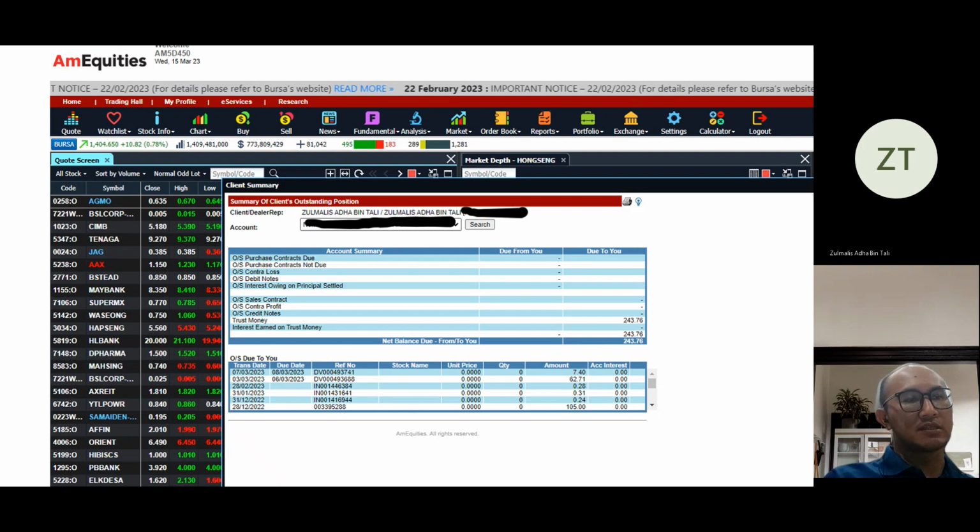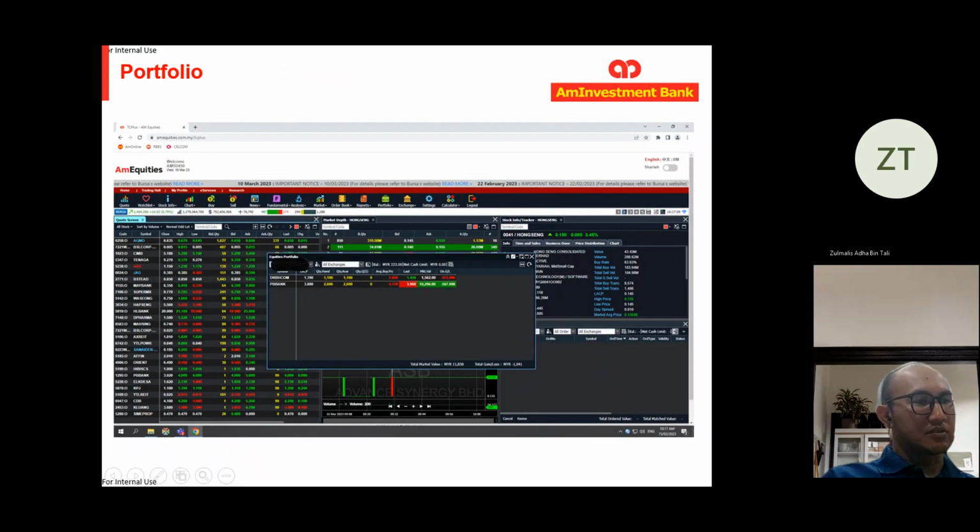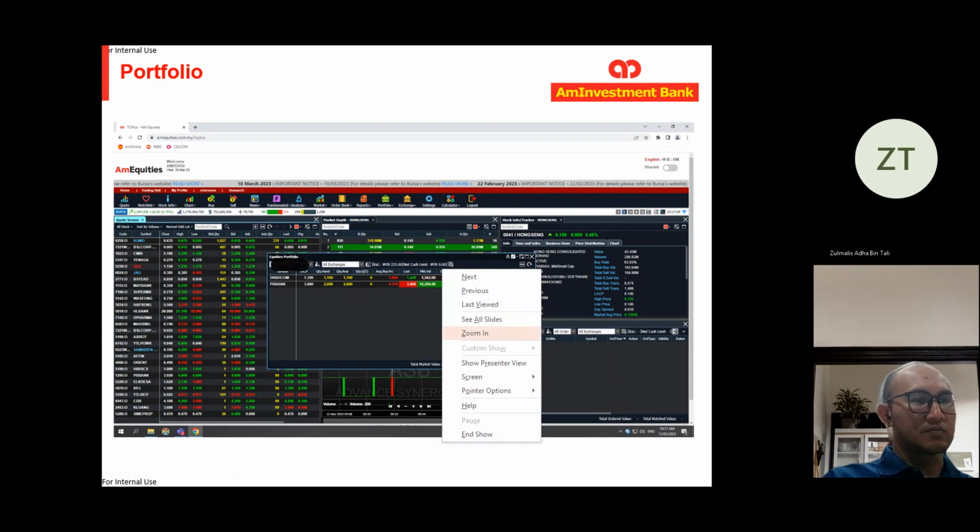In your apps, you can't see this figure. Apps only show your trading limit. So if you're wondering why your money is supposed to be this much, but the app shows this much, basically in the apps you can only view your trading limit. It's not the exact cash balance. In order to look at the cash balance, you need to look at reports, client summary from the website. Okay, let's go to the next one. Okay, equities portfolio.